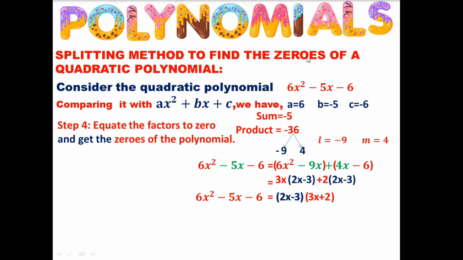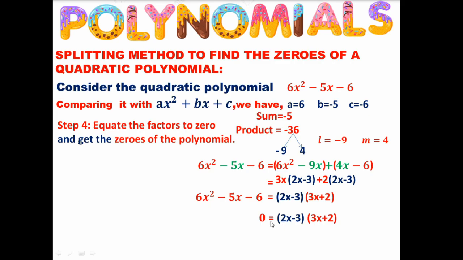See, actually I'm going to find the zero of the polynomial, isn't it? So by definition, what is zero of a polynomial? The value of x for which the value of the polynomial itself becomes 0. So I need the value of the polynomial to be 0. So for which value of x I get the polynomial to be 0, that's what I have to find. So I equate the factors to 0 and get the zeros of the polynomial.